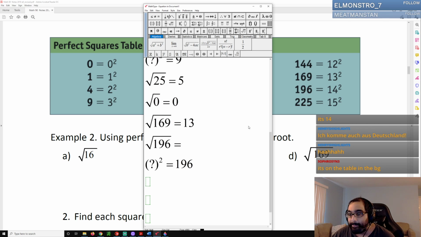Okay. So as you can see here, 14 squared is equal to 196. So the answer to this is going to be 14 as a result. So we're just trying to find out what number squared is equal to 196. That's okay, man. It's all good.